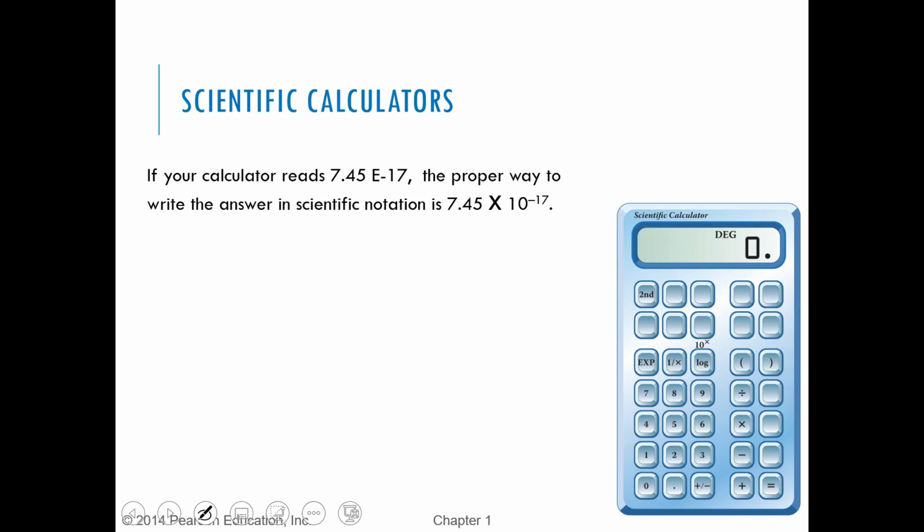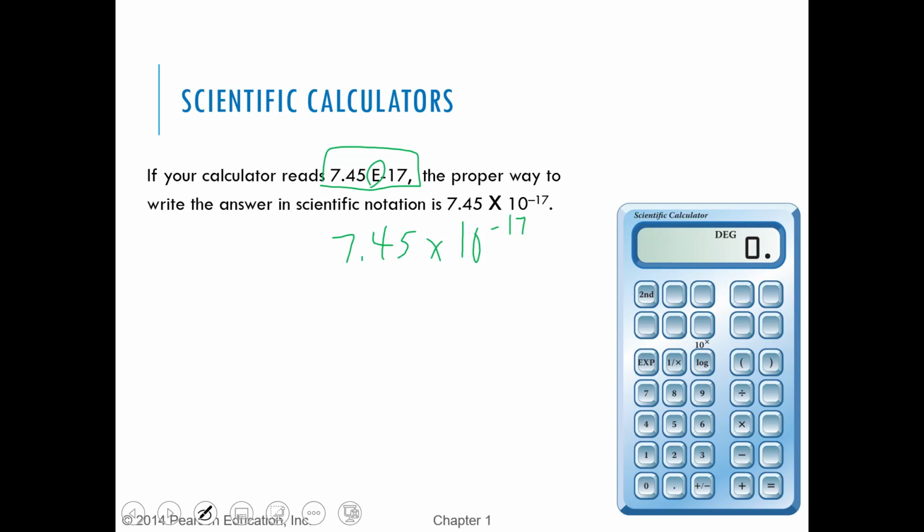Now, when you were looking at your calculator, sometimes it can be confusing if you are multiplying or dividing, and your calculator gives you an answer that looks like this, 7.45e negative 17. All that e is telling us is 7.45 times 10 to the negative 17. That's just their way of expressing that.